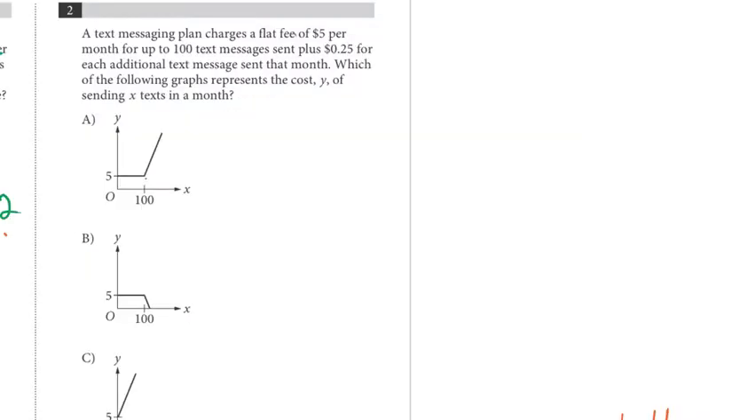A text messaging plan charges a flat fee of $5 per month for up to 100 text messages sent plus 25 cents for each additional text message sent that month. Which of the following graphs represents the cost y of sending x texts in a month?